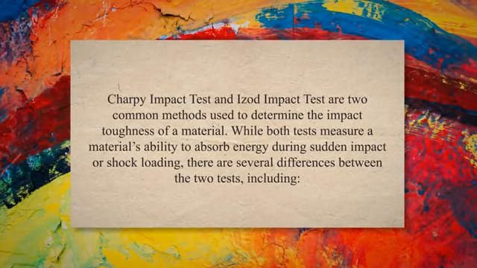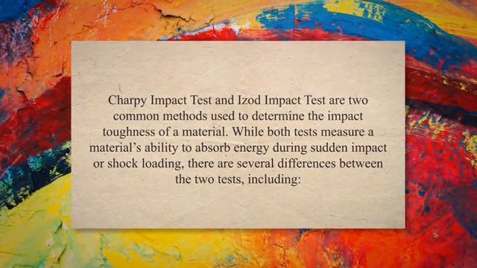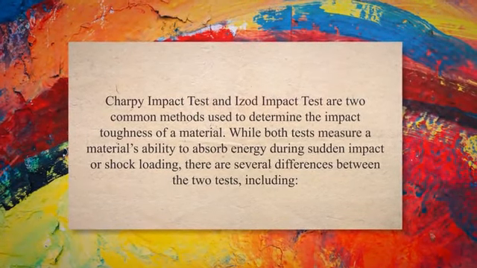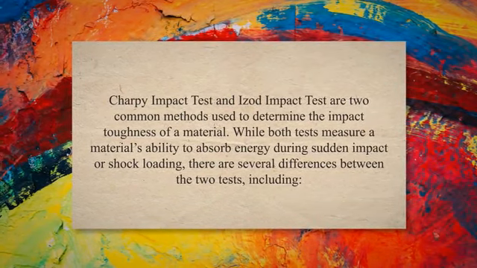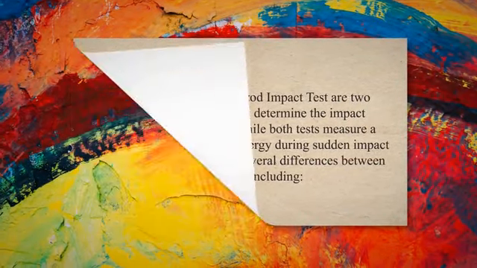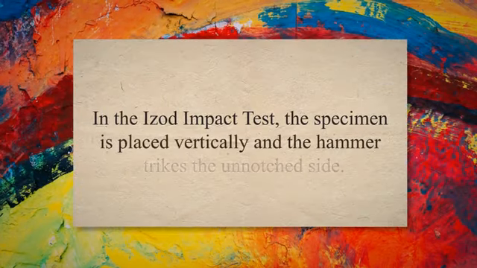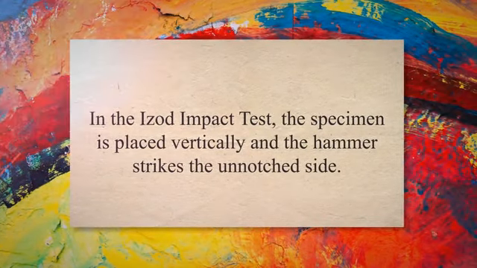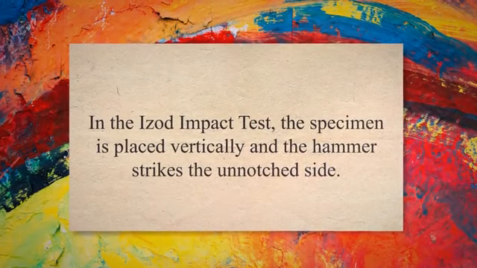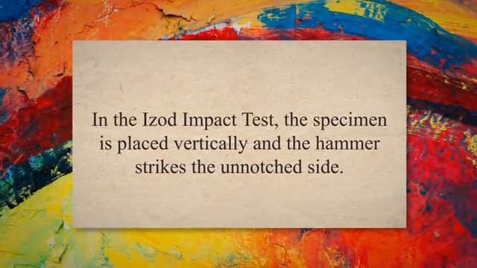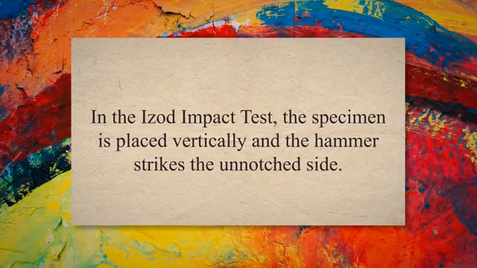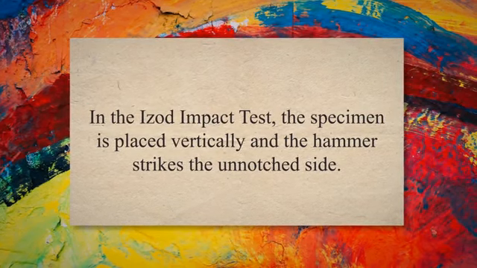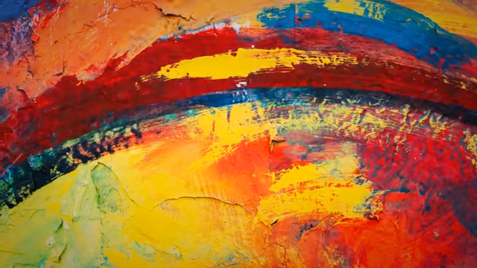toughness of a material. While both tests measure a material's ability to absorb energy during sudden impact or shock loading, there are several differences between the two tests, including specimen orientation. In the Charpy impact test, the specimen is placed horizontally and the hammer strikes the side opposite the notch. In the Izod impact test, the specimen is placed vertically and the hammer strikes the notched side.